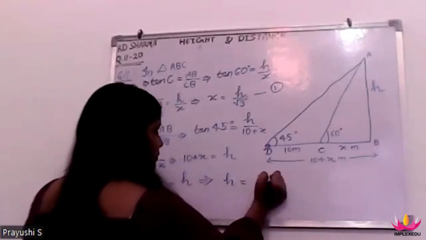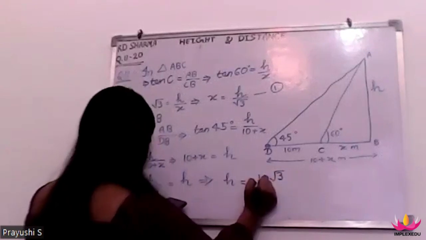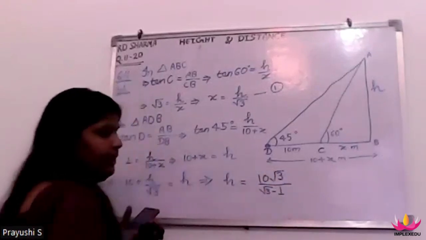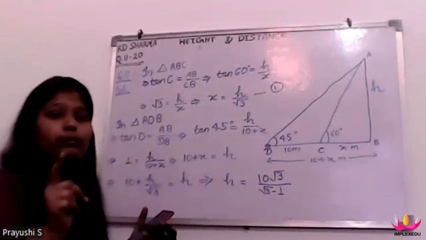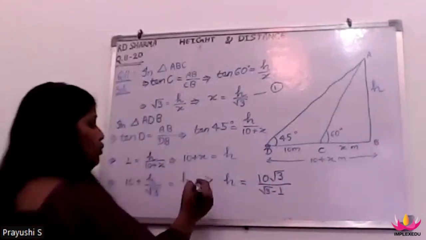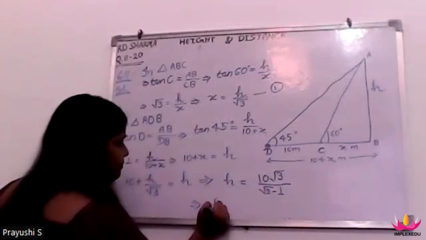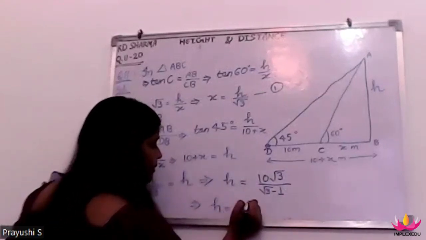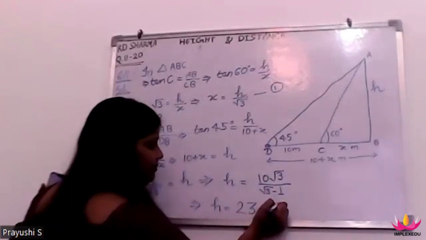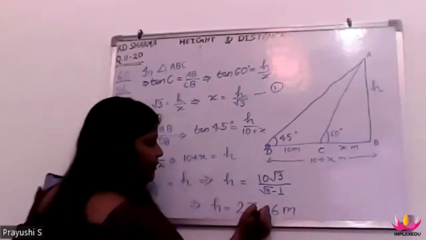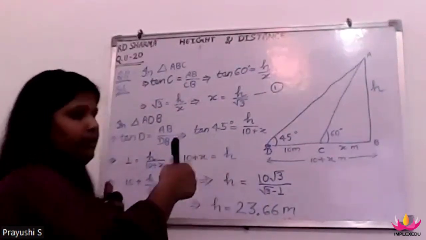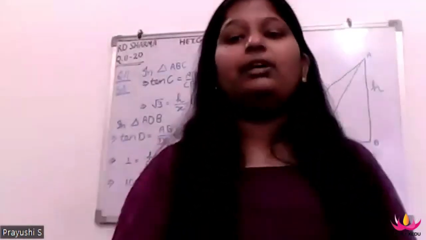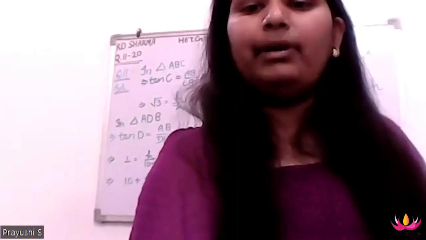upon root 3 minus 1. And from here, when you put the value of root 3, you will get h equal to 23.66 meters. This is how you solve question number 11 of R.D. Sharma.